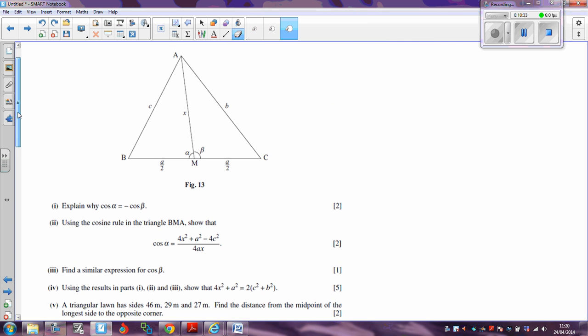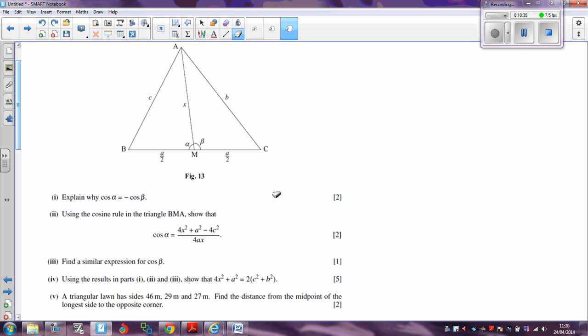Okay, if we just look at the last part now, you might think it's got nothing to do with it, but it says you've got a triangular lawn, and the triangular lawn has sides of 46, 26, and 27 metres. Find the distance from the midpoint of the longest side to the opposite corner. Now, if we draw that, it sort of makes a bit more sense.